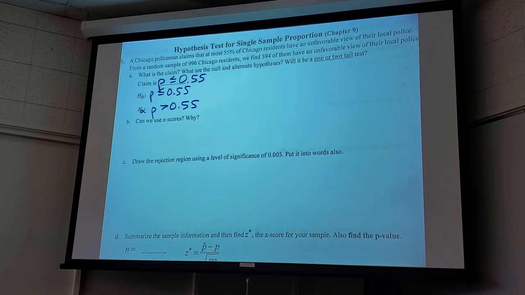What do you look at to see how many tail tests this is? Well, let me say this. Not just how many, but where it's going to be, right? One or two tail and where the tail will be. What do you look at?